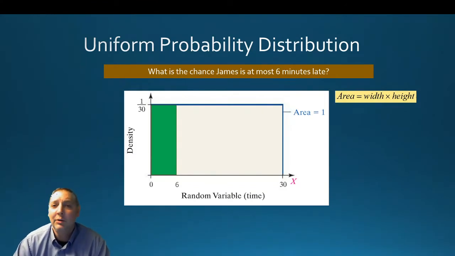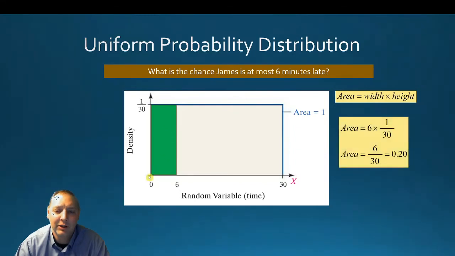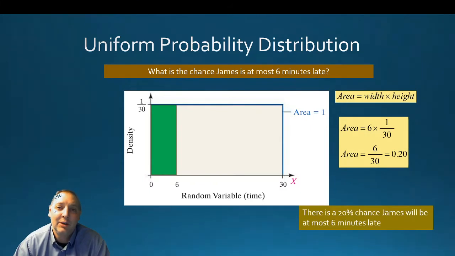Let's try another one. Here we want to calculate what's the chance that James is at most 6 minutes late. So again, looking at the uniform distribution, we want to shade in anywhere from 0 minutes late to 6 minutes late. So the green is what we need to calculate the probability with. So the area of this rectangle, once again, grab our width. So we have 6 units is the width. The height is 1/30th. Multiplying those together, reducing down our calculation, we see that James will be late at most 6 minutes 20% of the time, or there's a 20% chance that James will be at most 6 minutes late.